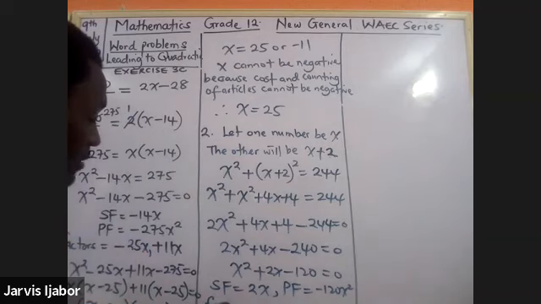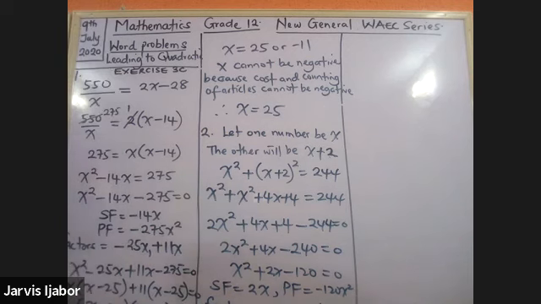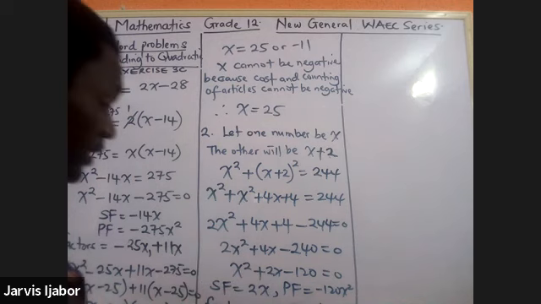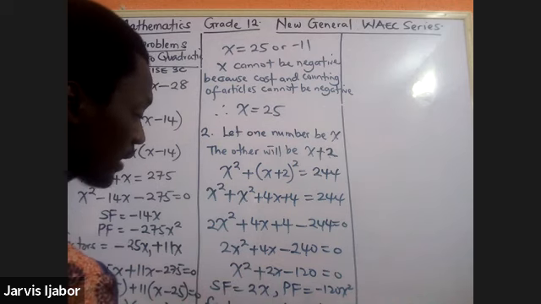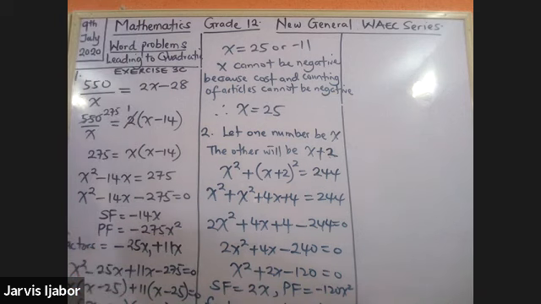Now, the product is negative. It means I'm going to be dealing with one negative and one positive. The sum is positive. So what do I do? I think of two numbers, and in my thinking, I know it's going to be 10x and 12x. Those are the numbers I'm going to be working with.